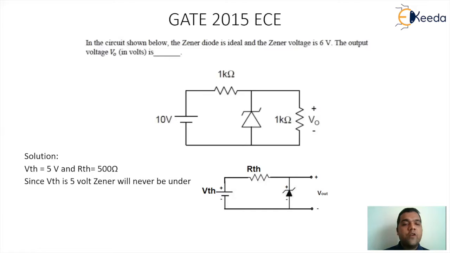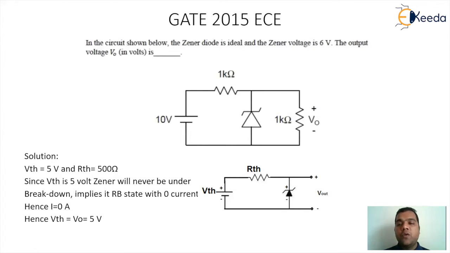Since the VTH value is 5 volt and the Zener voltage is 6 volt, the Zener diode will never face breakdown. Implies it will be in the reverse state, and the internal current of the Zener will be 0. Since the Zener current is 0, the current in the loop is going to be 0. Implies there is no current in RTH. If there is no current in RTH, we can easily say that VTH is equal to VO. So the value of VTH is 5 volt and hence the value of VO will also be 5 volt. So the correct answer is the output voltage VO is 5 volt.